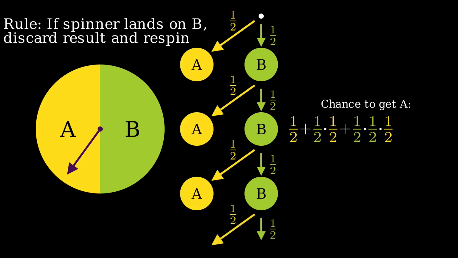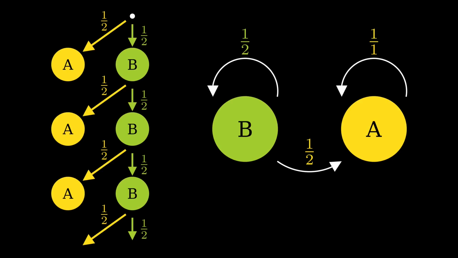This continues on infinitely. We already know that getting A is the only possible result, so the chance of getting A must approach 1 as the number of spins increases. This diagram is a bit unwieldy, as it goes on forever. We can convert this diagram to something called a Markov chain, where each state has probabilistic transitions.